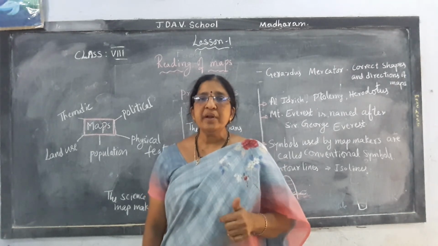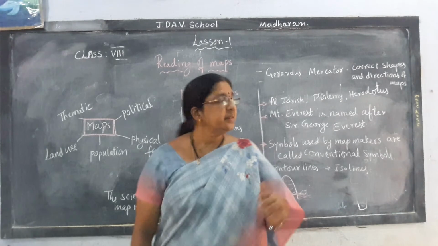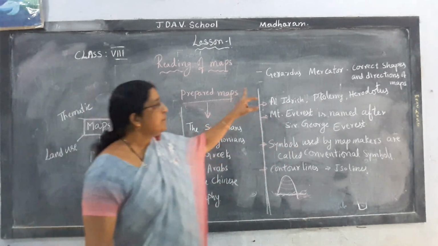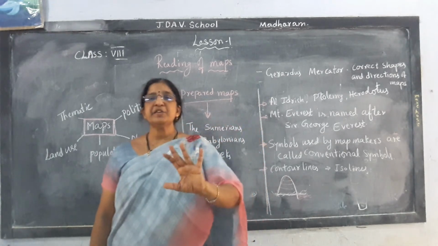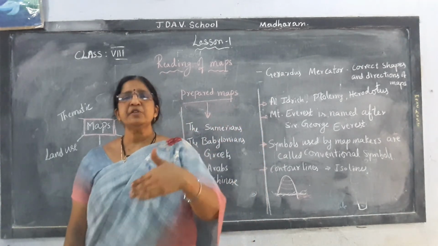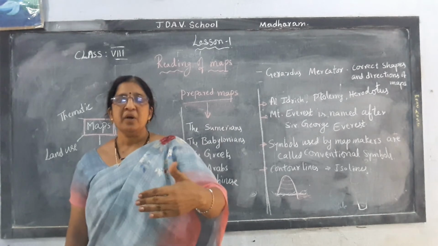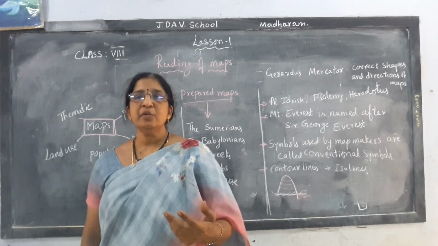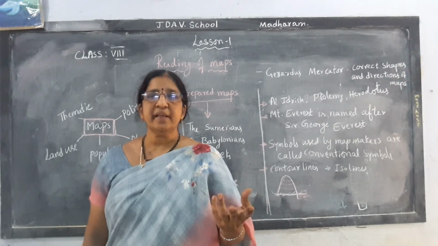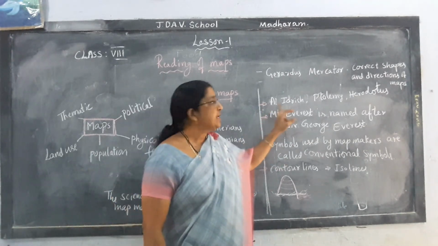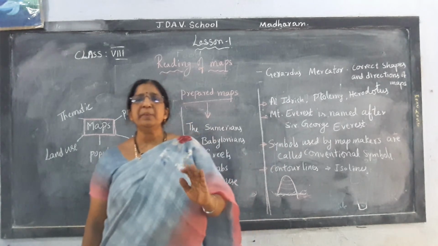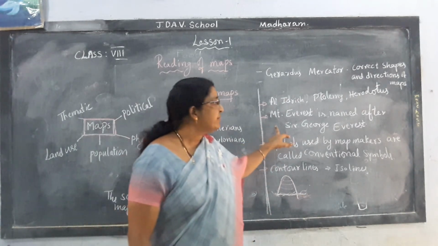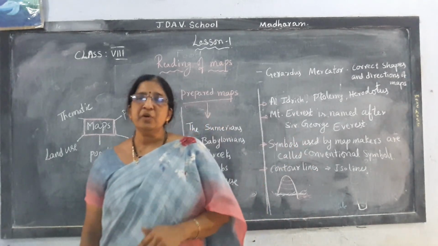So whenever you see map pointing, we must remember these people. First, who prepared maps, and who are the main important people who found the directions and correct shapes. Explorers who traveled by ship in nautical miles to reach North America: Columbus, Vasco da Gama, Magellan. So many explorers are there, and from the Egyptians, Ptolemy and Herodotus are the main people who started the first preparation of maps. And next, Mount Everest is named after Sir George Everest.